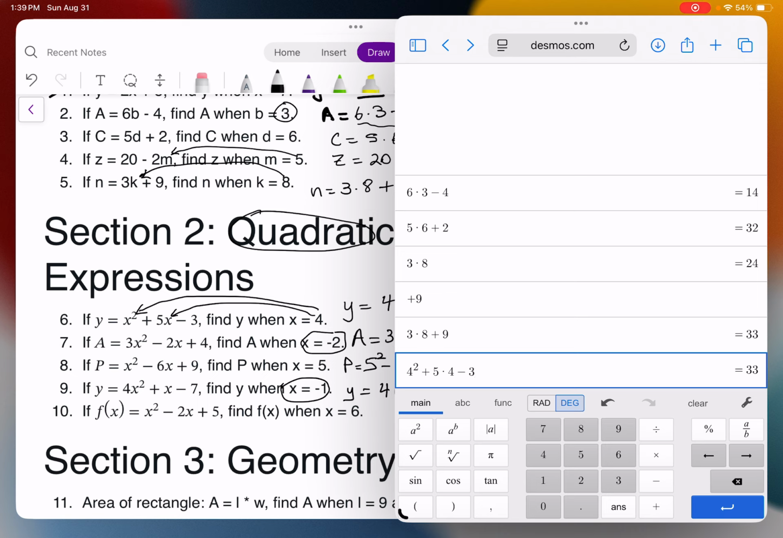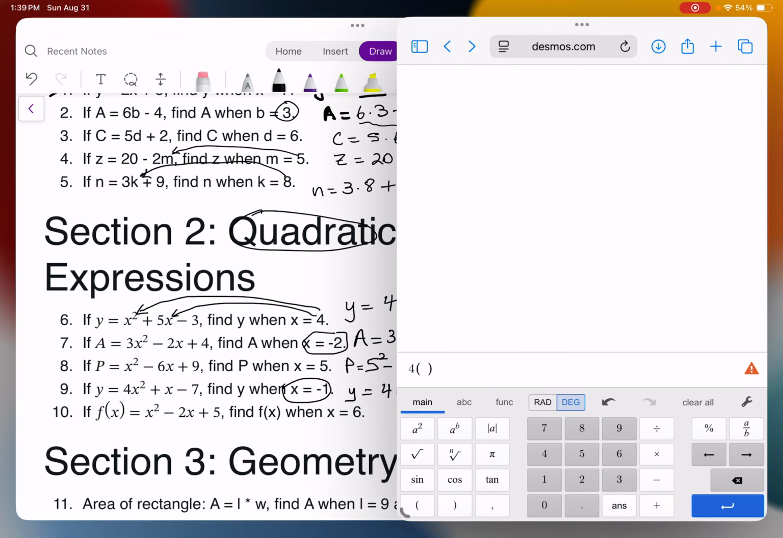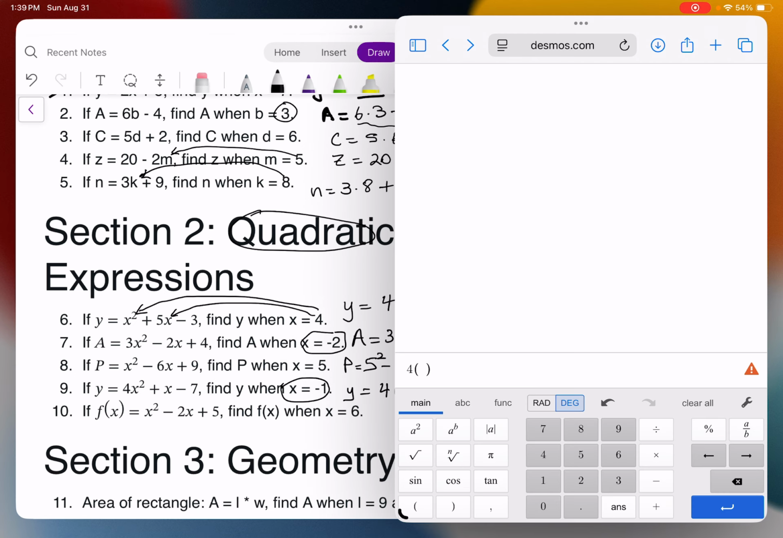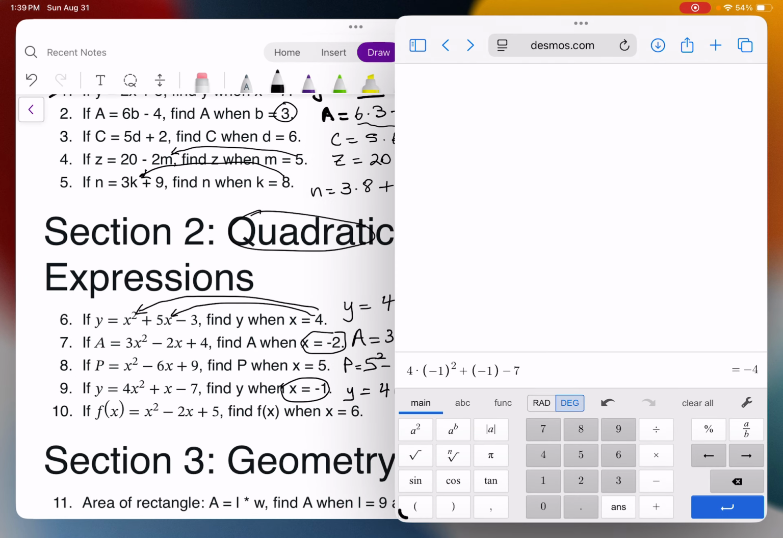So I'm going to clear everything. There is a clear key here. Okay. So we type in 4 parentheses -1 squared. So -1, oops, let me clear everything. 4 parentheses -1, close your parentheses, squared. And then plus parentheses -1, close parentheses, and then -7. And final answer is -4.